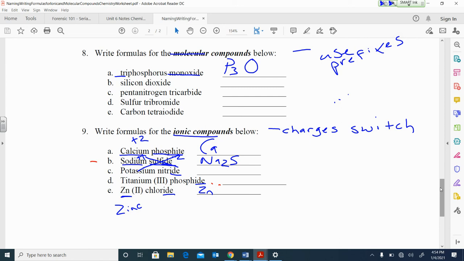Phosphite is PO3, and it has a negative 3 charge. So I looked that up on my polyatomic ion sheet, but again, I can post the notes, but for the rest of these, you actually don't have any more of those. So again, same thing, crisscross them. So the 3 comes down to the calcium, the 2 comes down to the phosphite. But remember, we have that same problem. I don't want 32 oxygens. I want 2 phosphites. Okay? And there you go.